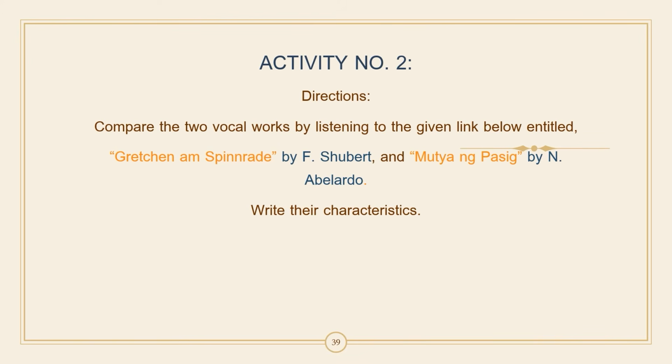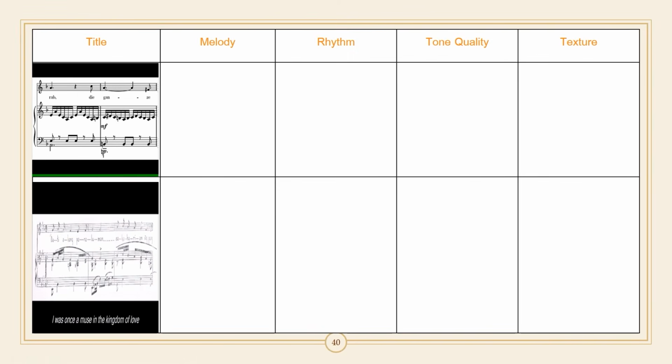Write their characteristics. Mir das Grab, die ganze Welt ist mir vergällt. Mein armer Kopf ist mir verrückt, mein armer Sinn ist mir zerstückt.